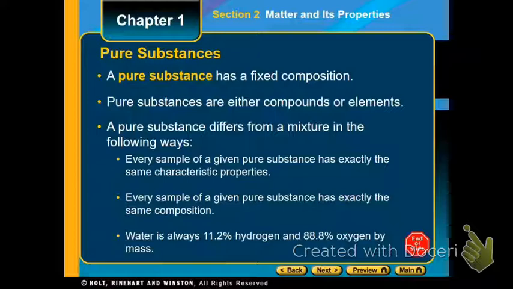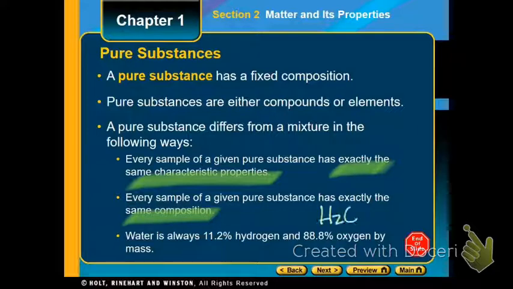A pure substance will have exactly the same characteristic properties. So it does not matter if I have, we said water is a pure substance, H2O is its formula. If I have a cup of water or a room full of water, the properties are the same. Every sample also has the same composition, so water is always going to be H2O. Every molecule is H2O. And again, for the example for water, it's always 11.2% hydrogen, 88% oxygen by mass. By mass. So you would have to look at your periodic table to try to do some mass calculations.